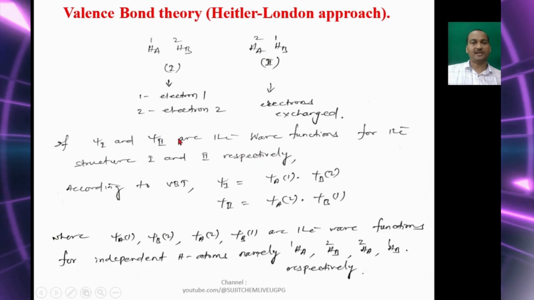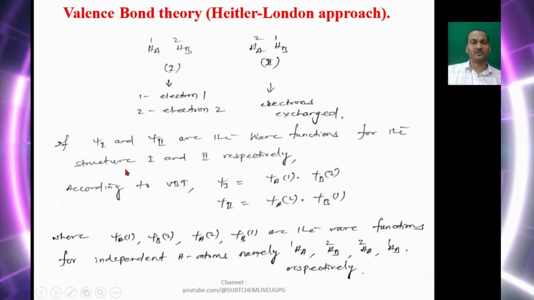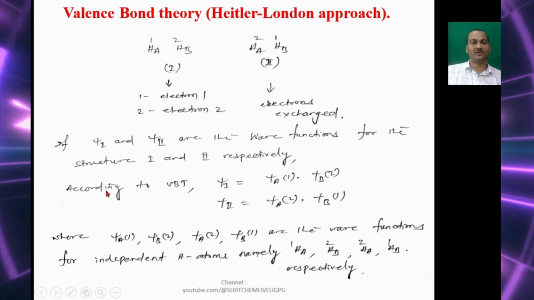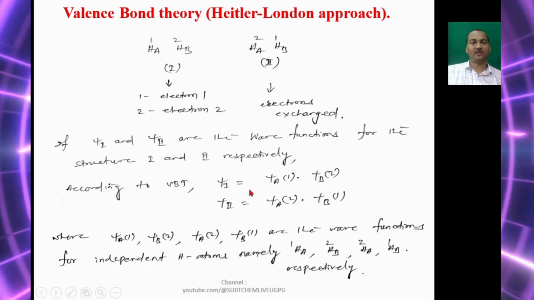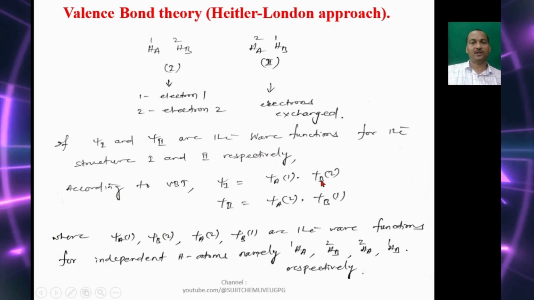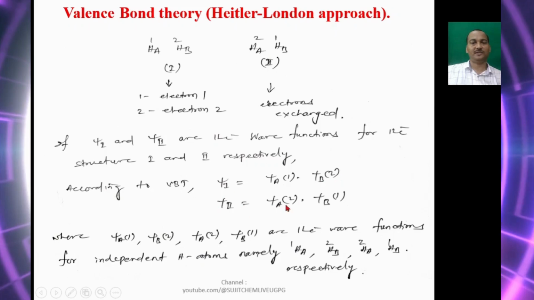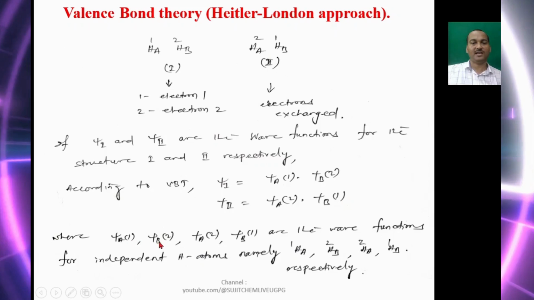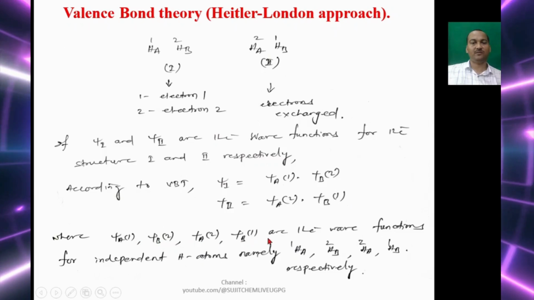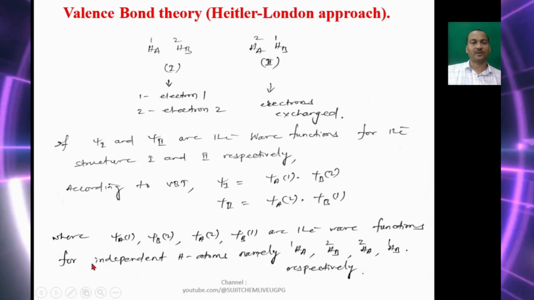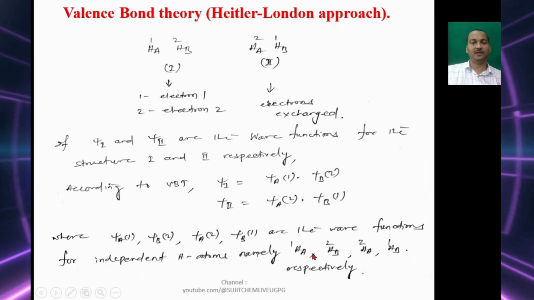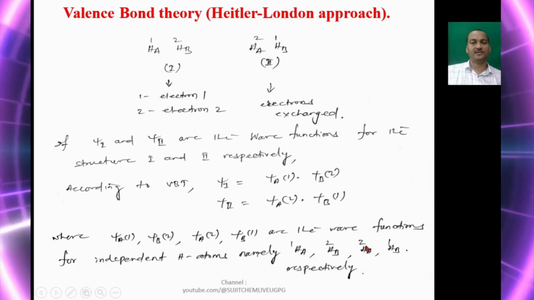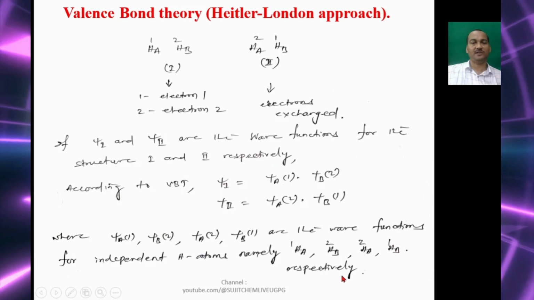If psi 1 and psi 2 are the wave functions for structures 1 and 2 respectively, then according to valence bond theory, psi 1 will be psi A1 into psi B2 and psi 2 will be psi A2 into psi B1. Here psi A1, psi B2, psi A2, psi B1 are the wave functions for independent hydrogen atoms, namely HA1, HB2, HA2 and HB1 respectively.